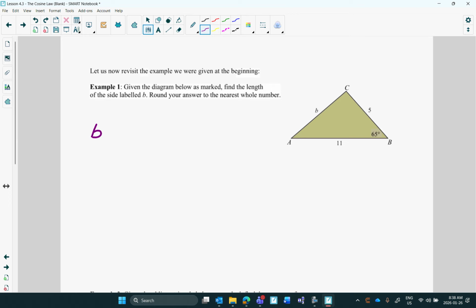So using cosine law, b squared is going to equal one of the other sides squared plus the other side squared, or the third side squared, minus 2 times those sides together, times the cos of the angle opposite little b. And then it's just a calculation using order of operations.